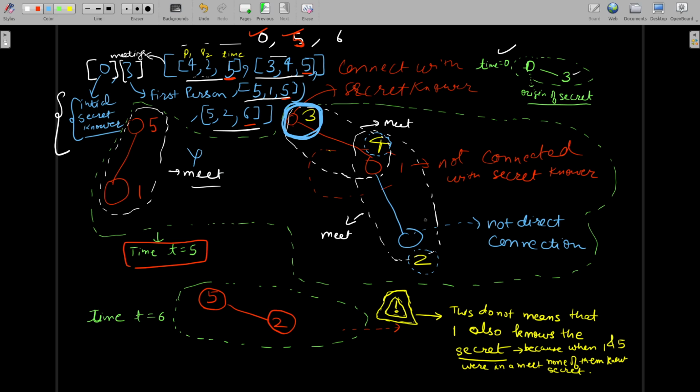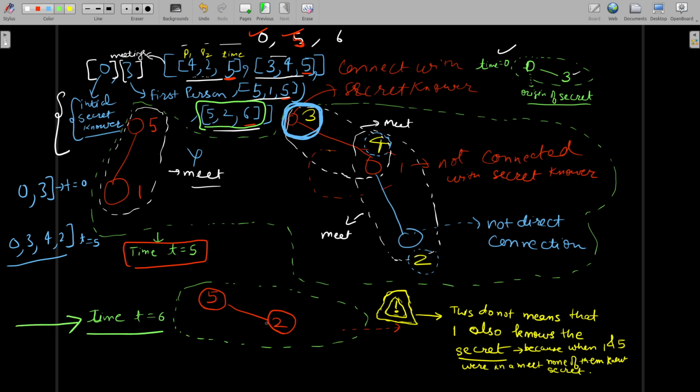So at time t is equal to 5, how many people will be knowing the secret? 0 and 3 were already knowing the secret at t is equal to 0. Other than 0 and 3, at time t is equal to 5, 4 and 2 also came to know about the secret. So at t is equal to 5, these many people knew the secret. Now there is another meeting, and this meeting is 5, 2 and 6. It is happening at time t is equal to 6.